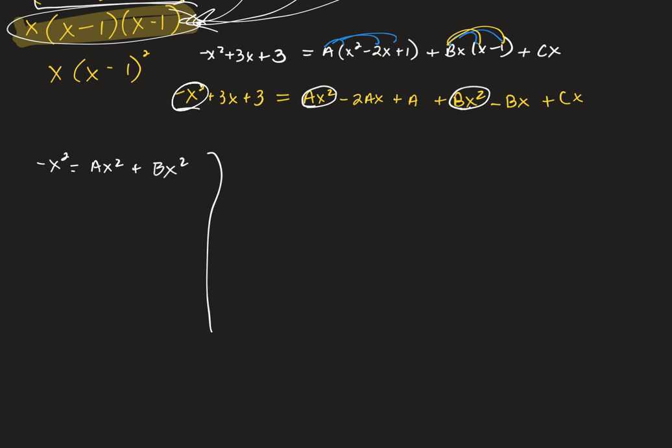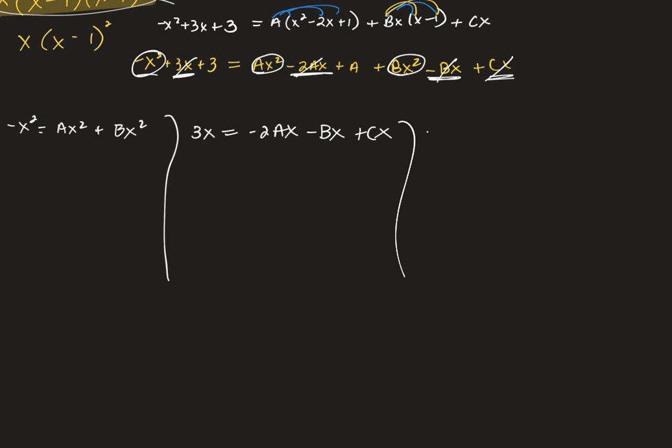Then I grab all the x to the first. So 3x equals negative 2ax minus bx plus cx. So all those are gone. And then the last one is 3. And the only constant is a.